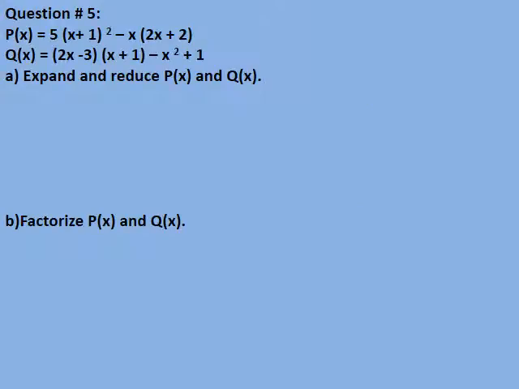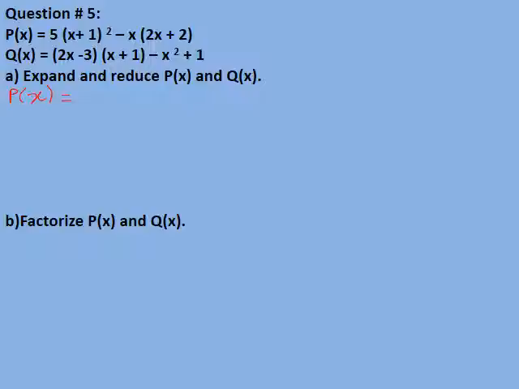Question number 5. We are given two algebraic expressions, p of x and q of x. In part A we should expand and reduce p of x and q of x. Start, Dana, expanding p of x. 5 into... What do we mean by expanding? Who can tell me? We should get rid of the parentheses. If we look, we have 5 into x plus 1, all of it squared. This squared is for whom? For x plus 1, only for x plus 1.